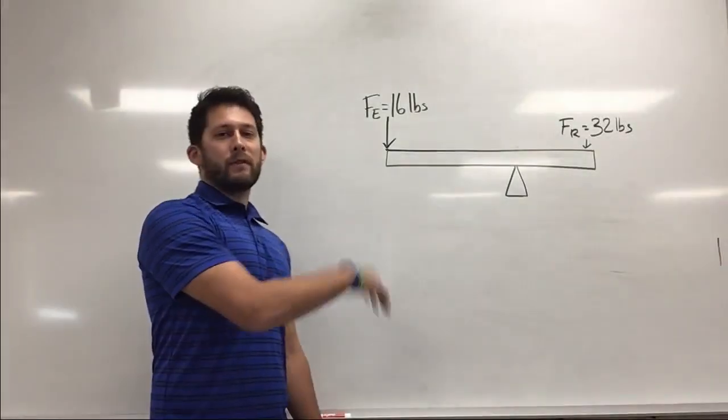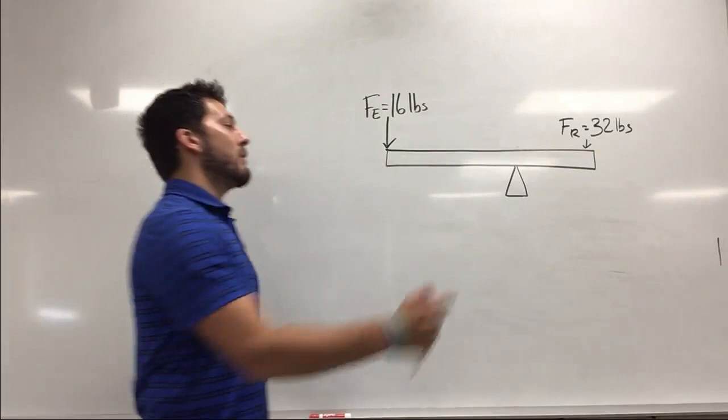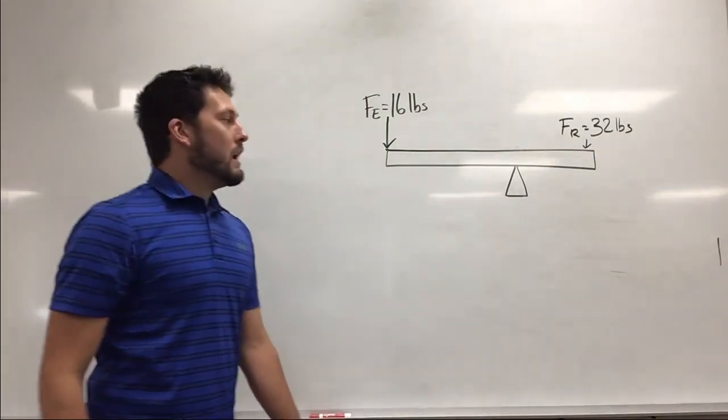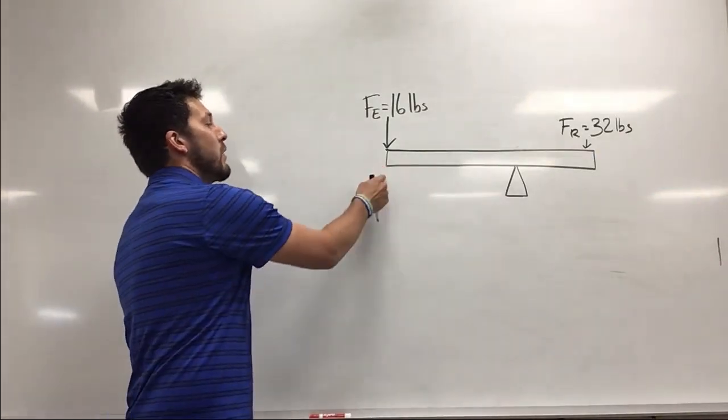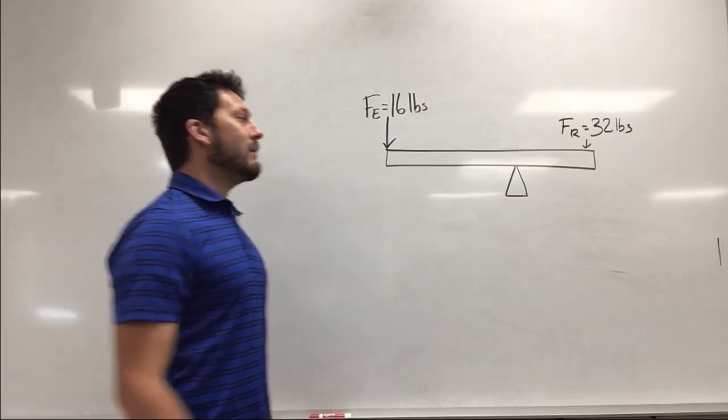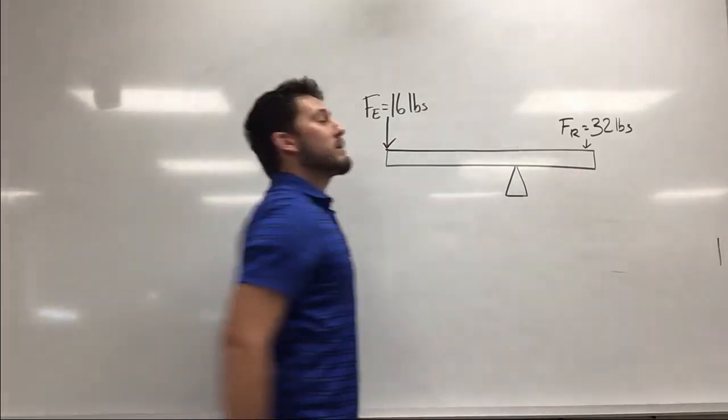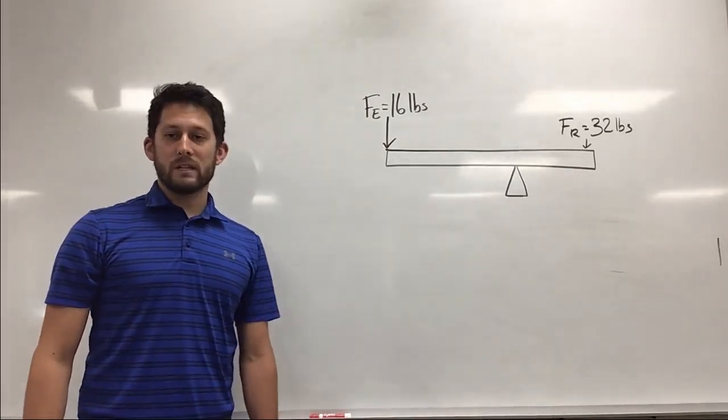So let's say we've got a first class lever right here. We know that the fulcrum is in between the two. And we're applying a force on one end, our effort force of 16 pounds, that we're trying to overcome that resistance force over on the other side.